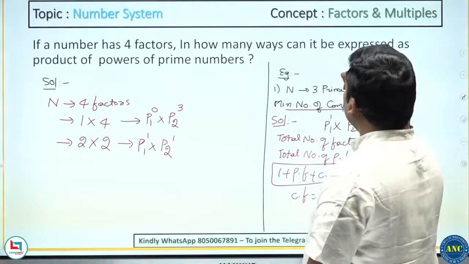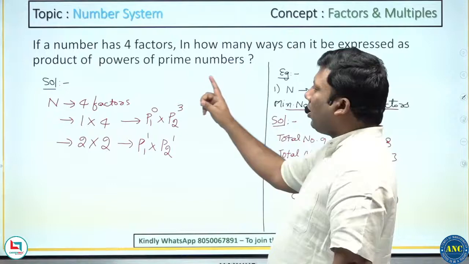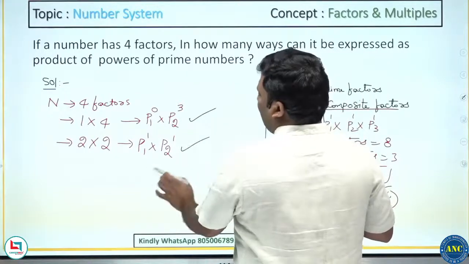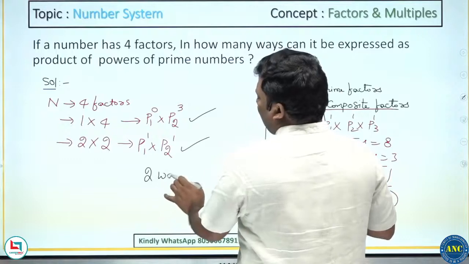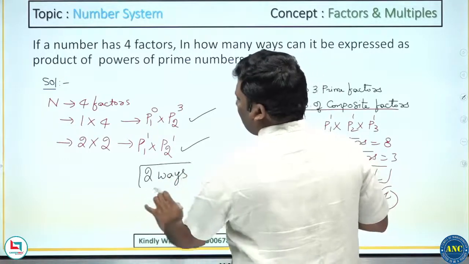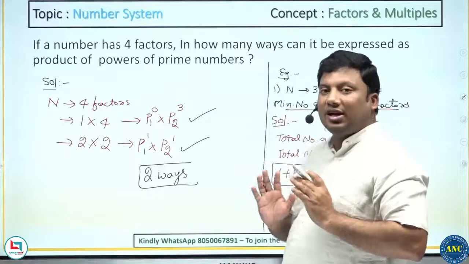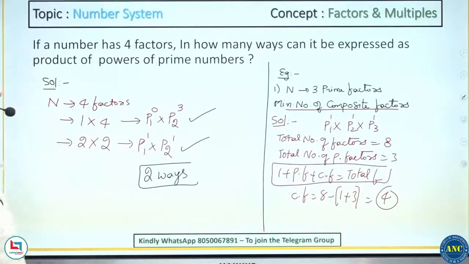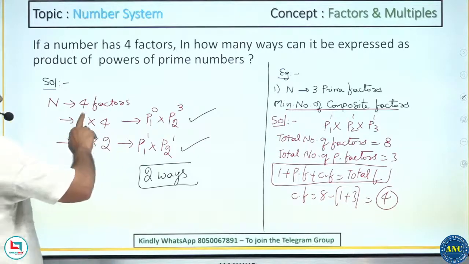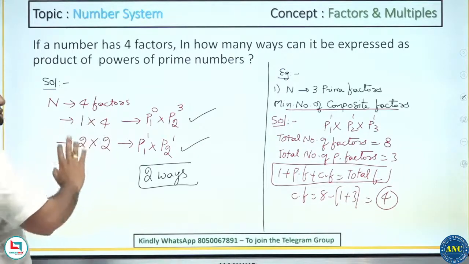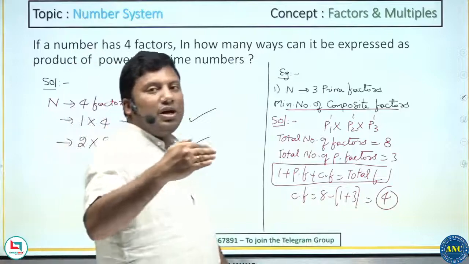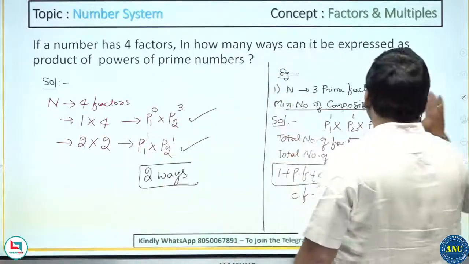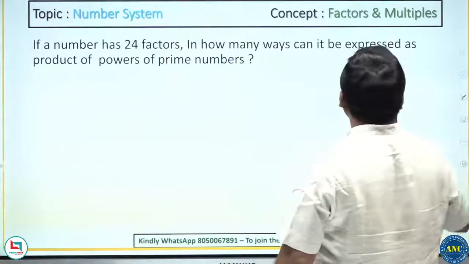In how many ways can it be expressed as the product of powers of prime numbers? This is one way, this is another way. 2 ways you can express. I hope the idea is clear. If the number of factors are given in the question, how to write the number as a power of prime numbers? 4 is 1 into 4, 2 into 2. Split it into elements such that each and every element is a prime number.